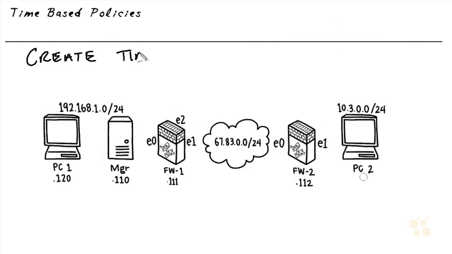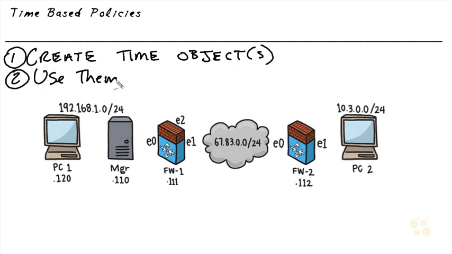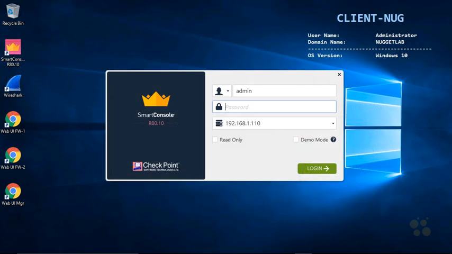Number one, we're going to create time objects that refer to the time that we either want to permit or deny certain types of traffic. And then we're simply going to include those time objects as conditions as part of our rules in our security policy. So here from our client computer, we'll go ahead and launch Smart Console. We'll log in as admin, supplying the lab password to connect to our manager at .110 and click Login.